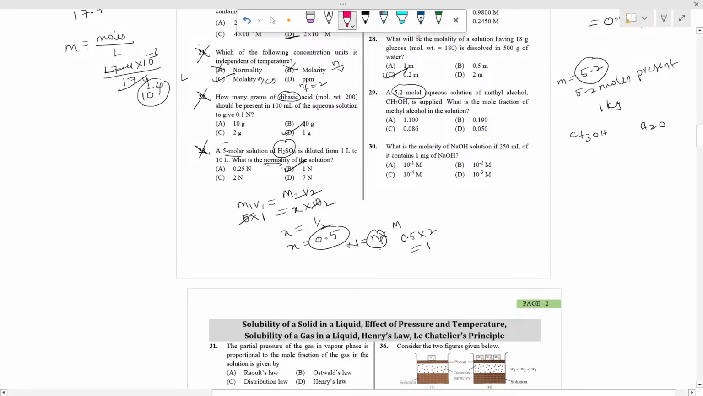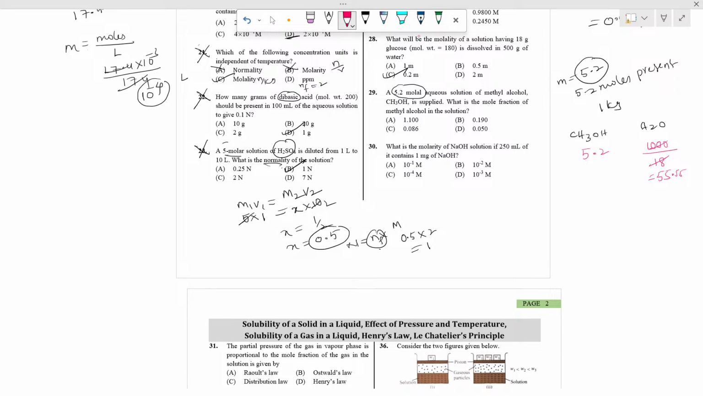So how many moles are there for CH3OH? That is 5.2. How many moles are there for water? Don't know. So the weight of the solvent is given as 1000 grams. What is the molecular weight of water? 18. If you cancel this, then you will get 55.55. So this is 5.2, right?